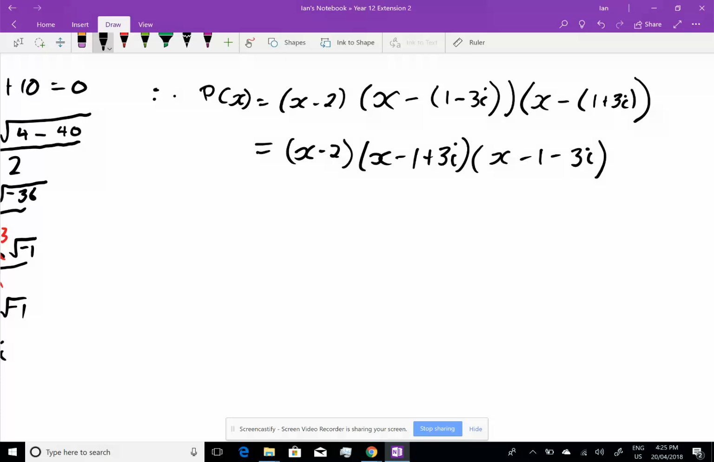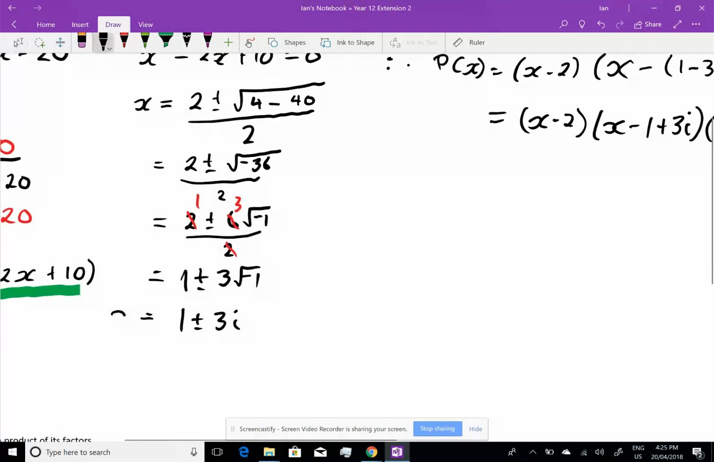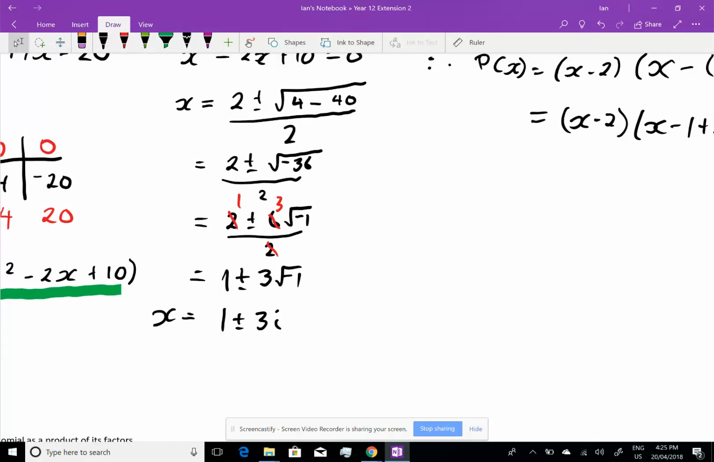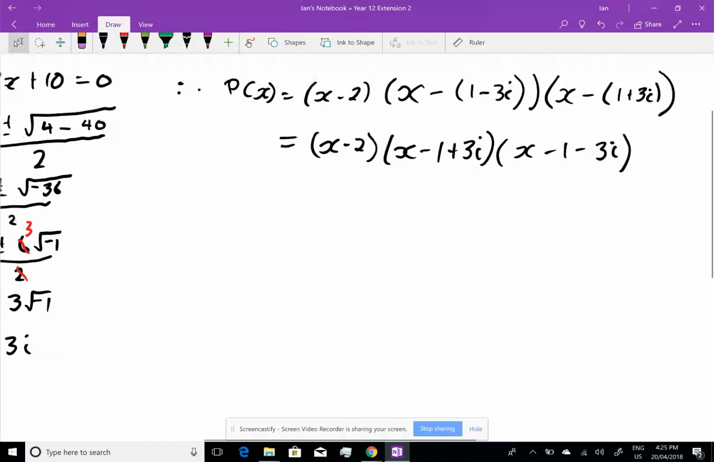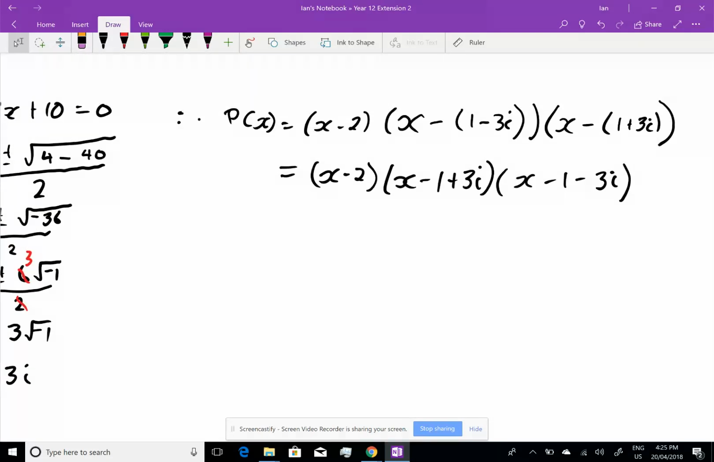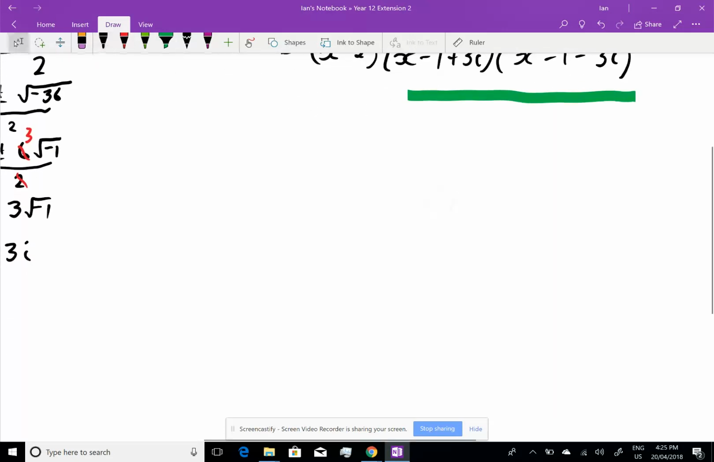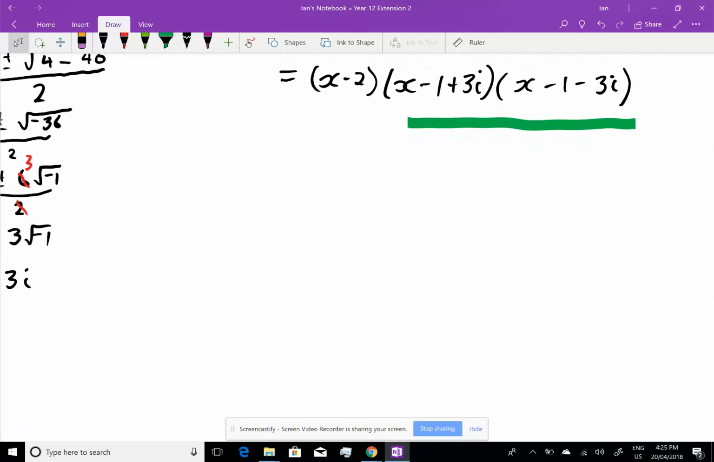Patel doesn't give that because all Patel was worried about was finding the solutions. And the three solutions are x equals 1 plus or minus 3i and x equals 2. They're the three roots. And of course, we know that every cubic has three roots. These two roots are imaginary, so it only crosses the x-axis once. So what do we notice? So here's our notes. We notice we have here complex conjugates.